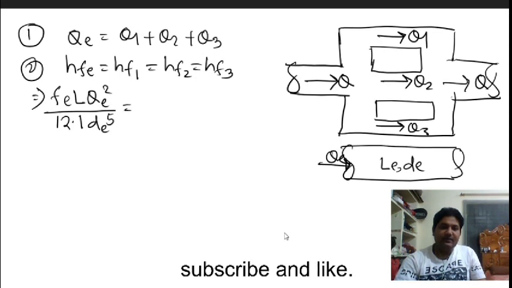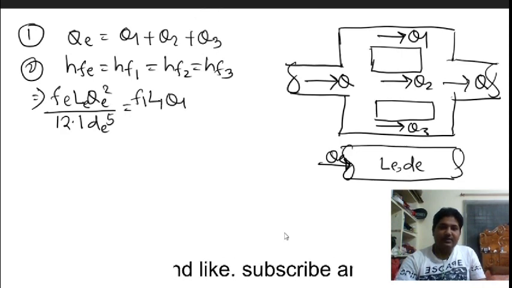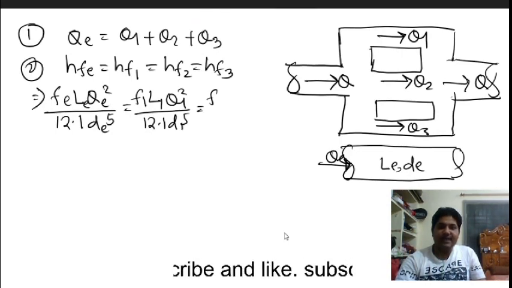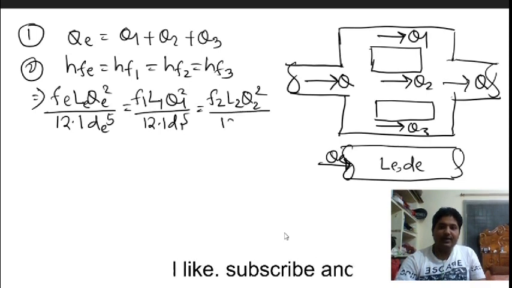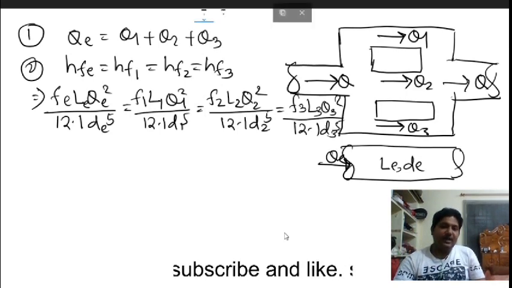this one will be f1, this is L_E. So this is L1, this is Q1 square divided by 12.1 d1 to the power 5, and this is f2 L2 Q2 square divided by 12.1 d2 to the power 5, which will be equal to f3 L3 Q3 square divided by 12.1 d3 to the power 5. So from here you can calculate Q_E.